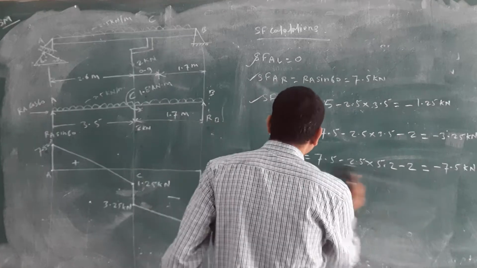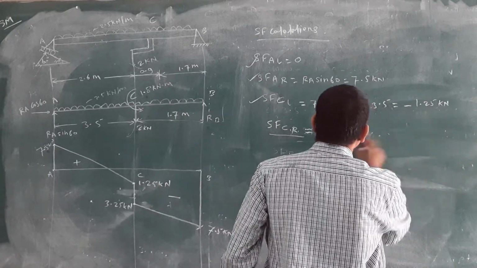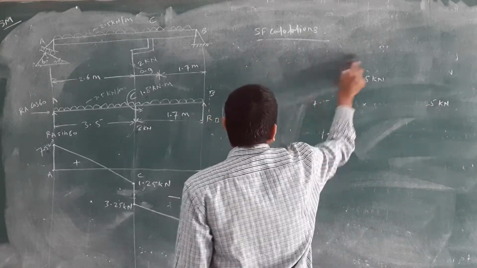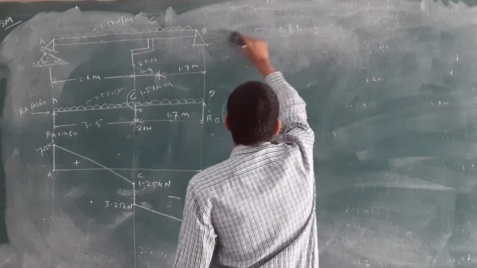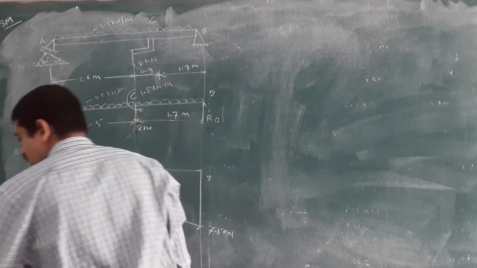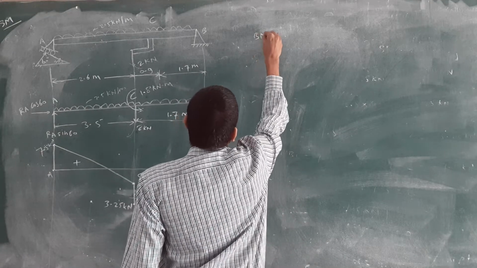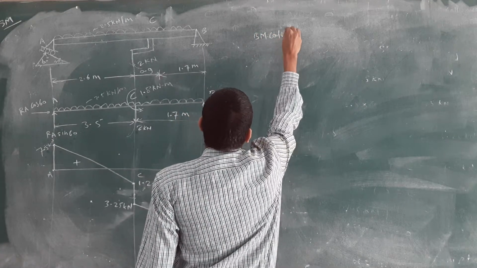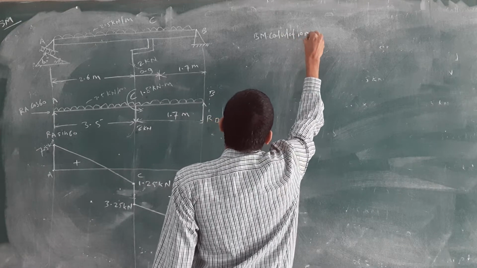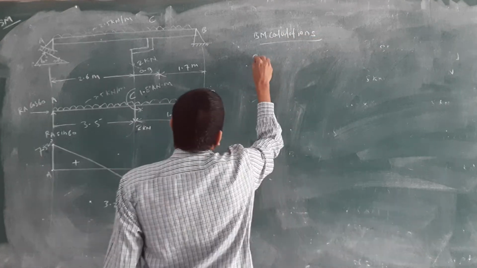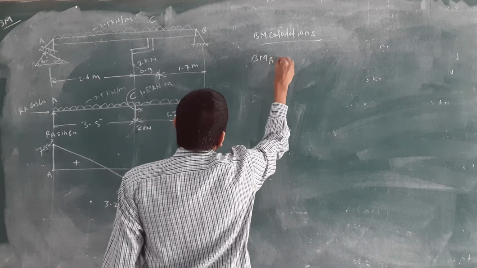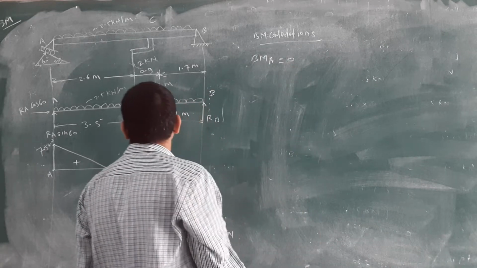Very simple. Okay, you have to remember only how to do the calculations. All of you getting? Then next one, BM calculations. How to do the BM calculations? All of you know how to do the BM calculations. Bending moment at point A is equal to 0.